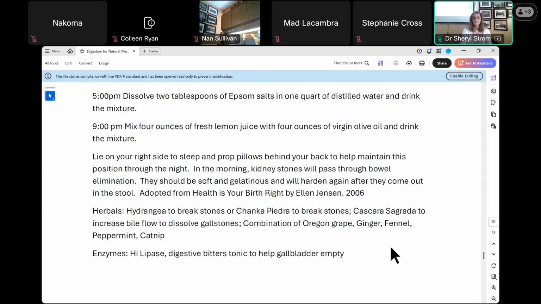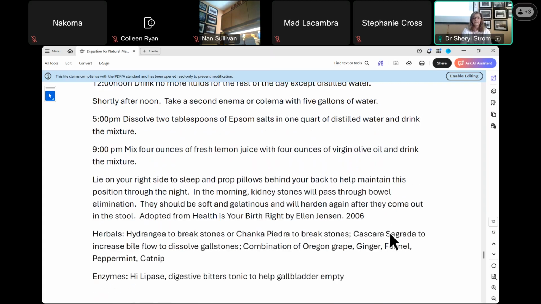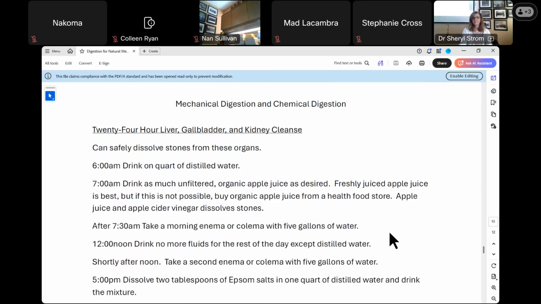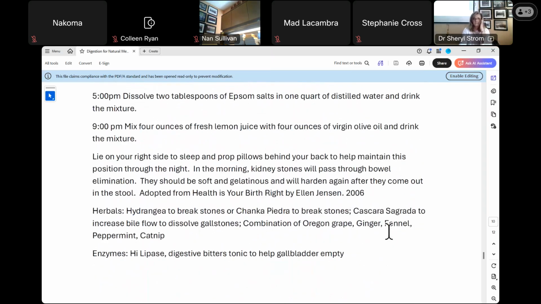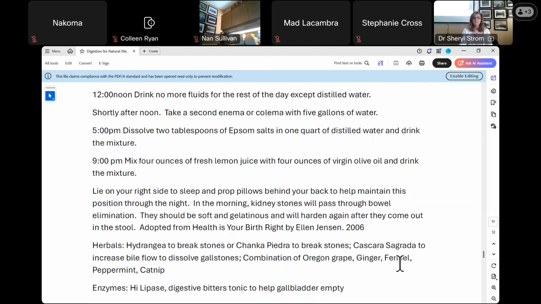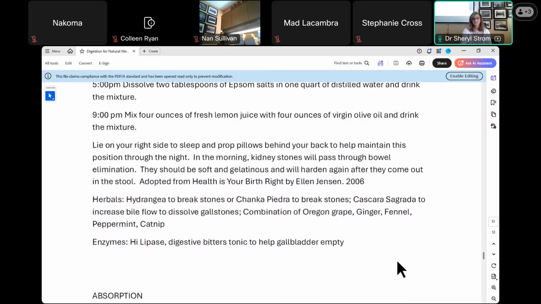Okay, so other herbals. Yep. All of them? Liver, gallbladder, and kidney cleanse. Yep. Up to 20 minutes. I don't think I put that in there, but about up to 20 minutes. Some people can't hold it at all. You do what you can.